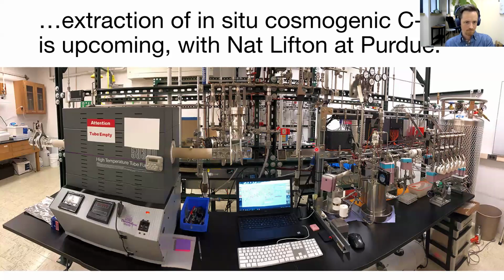And then later, we're going to be extracting C14. So Nat Lifton has a brand new C14 extraction line. So you're probably familiar with radiocarbon dating for organic material, but relatively recently, several labs have developed the capability to measure in situ cosmogenic radiocarbon with good efficiency. And so we're looking forward to getting those measurements as well, because those are sensitive to the sweet spot temporally where we can resolve Holocene effects.